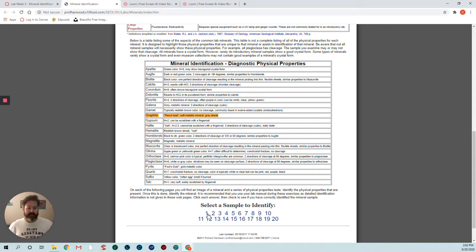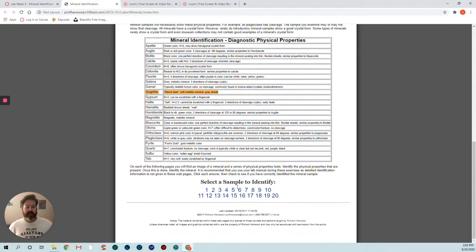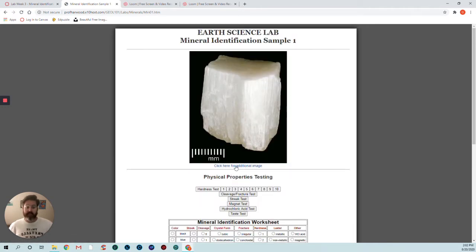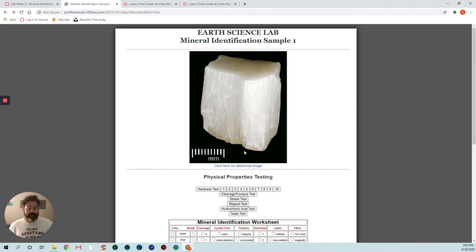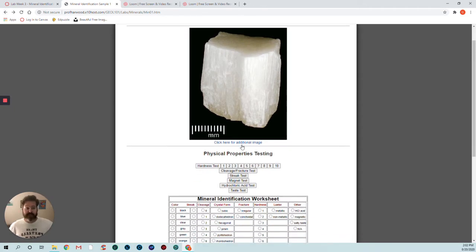But basically what you'll do is you'll go down here, you'll see samples 1 through 20. You'll click on it, you'll take a look at the sample. Some of them have additional images that can help. Right off the bat, when I click on that mineral and I see these additional images, I'm seeing that it's clear, it's translucent. I've got a pretty good idea of what this is right off the bat. I'm going to guess it's something soft. So I would check 1.